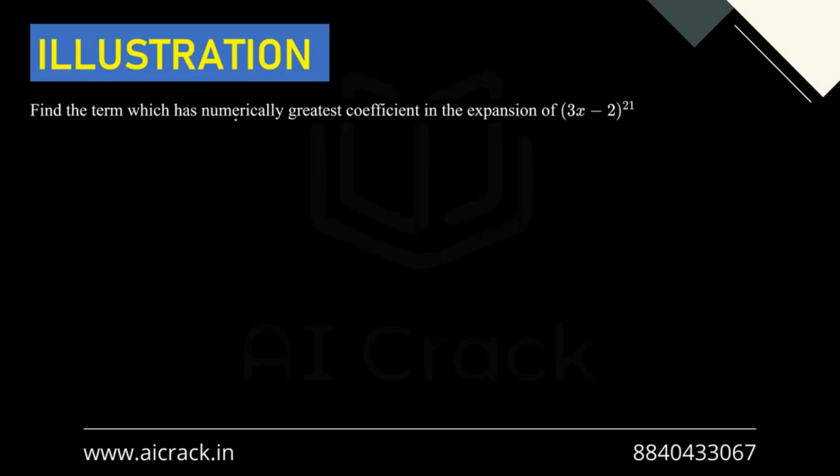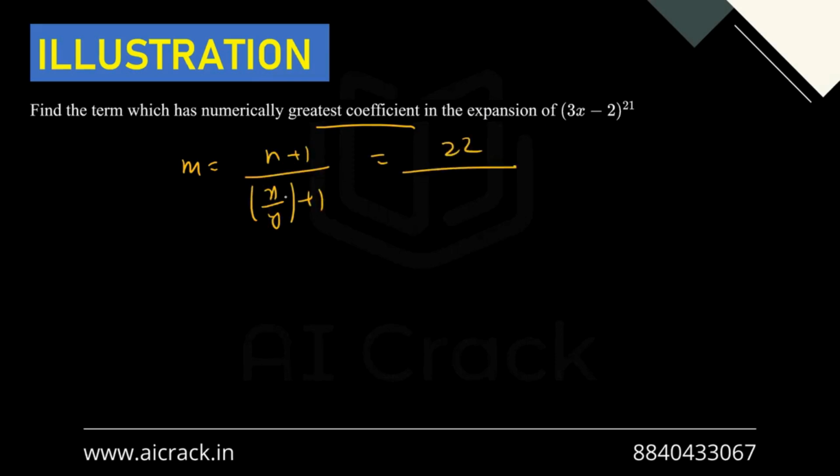So basically we have to find out the numerically greatest coefficient. So eventually we'll have to put the value of x over here as 1. So let's try to find out the value of m first. m would be (n + 1) divided by (modulus of x by y, plus 1). So n over here is 21, that would become 22 divided by x by y, that is 3x, and y is minus 2, not 2 only, minus 2, plus 1.